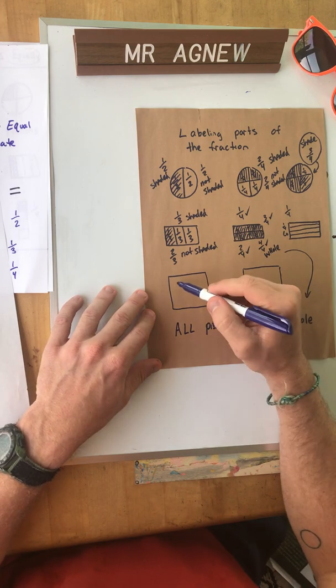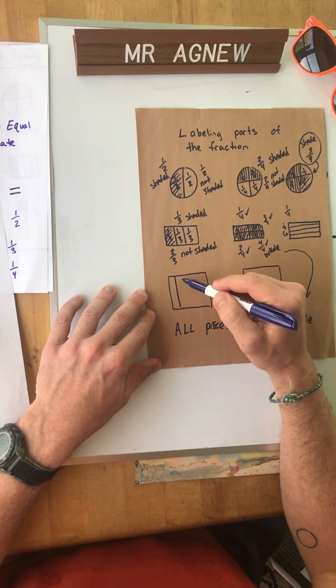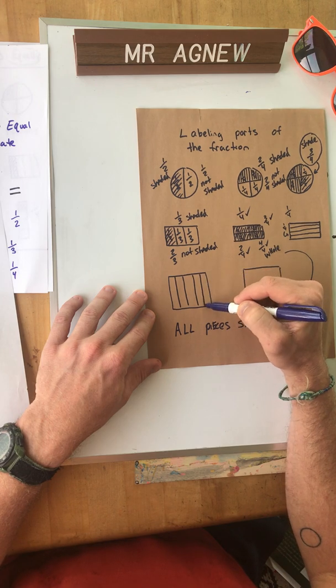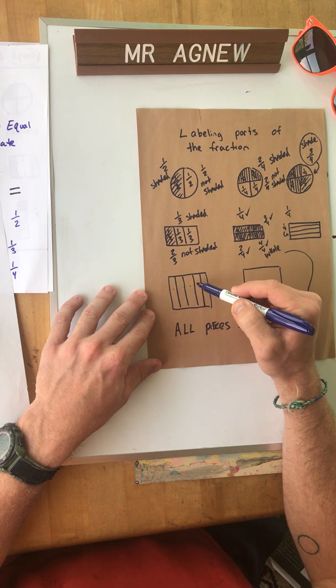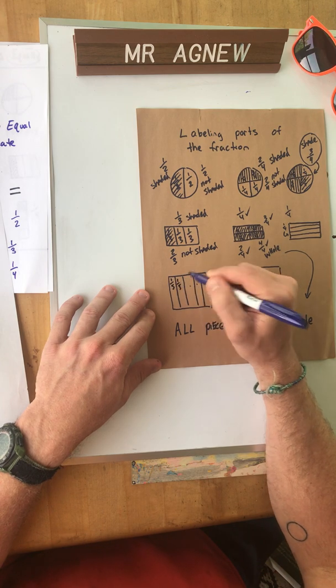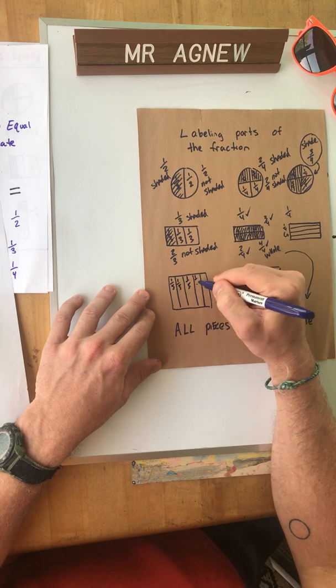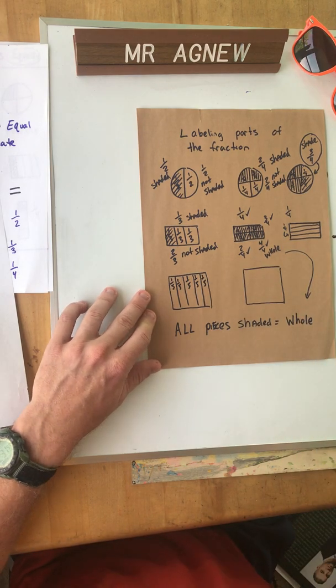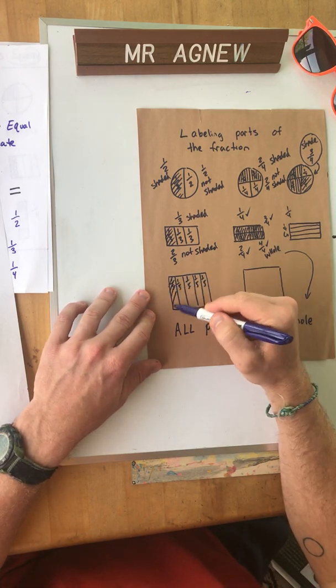Alright, so it really doesn't matter how many pieces it's equally divided into. Right here, this one is 1, 2, 3, 4, 5. So now this is 1/5, this is 1/5, this is 1/5, this is 1/5, this is 1/5. All 5 pieces, if they're all shaded in.